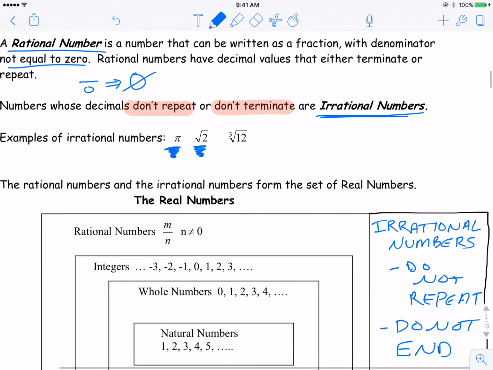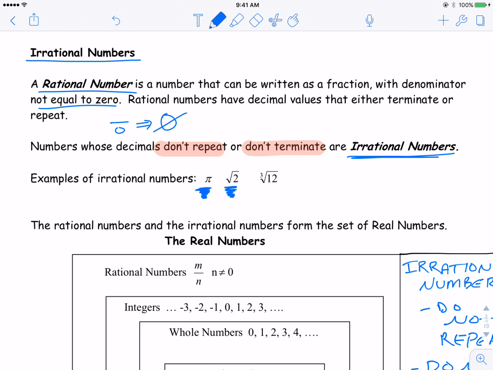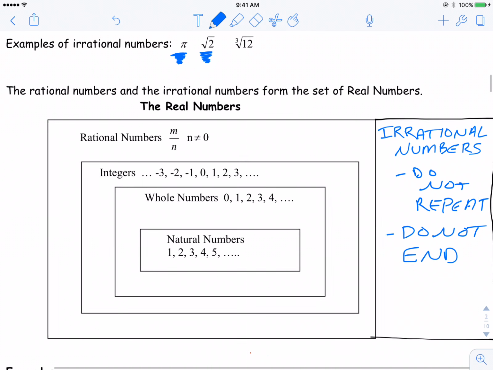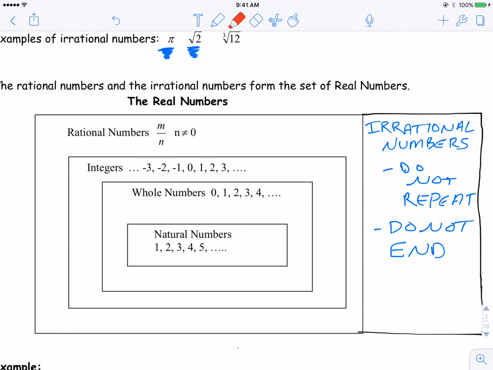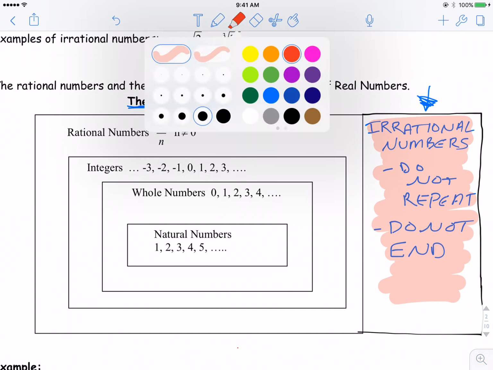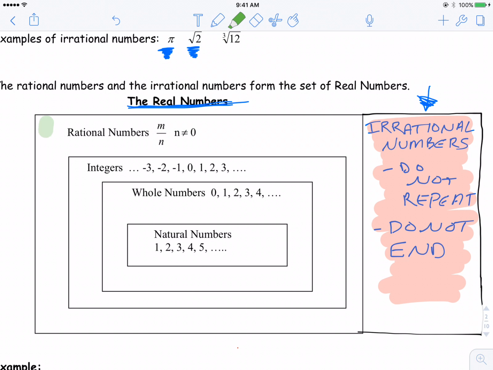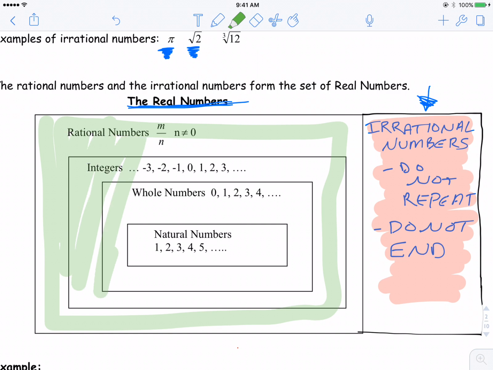Now remember, our number system is divided up into rational and irrational numbers. In this chart, it's actually missing the irrational numbers, so you should add this part into your chart. This whole table is our real number system. Our real number system is made up of irrational numbers and these things here, which I'll shade green, which are our rational numbers.